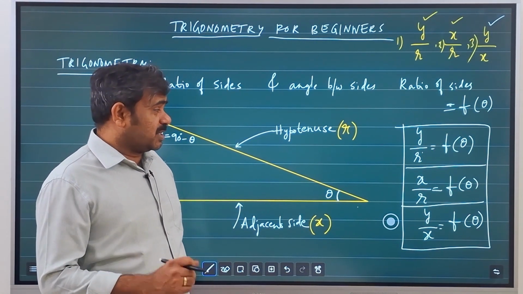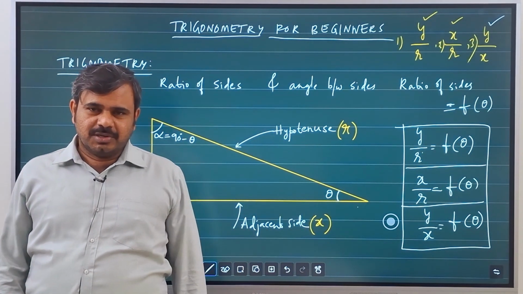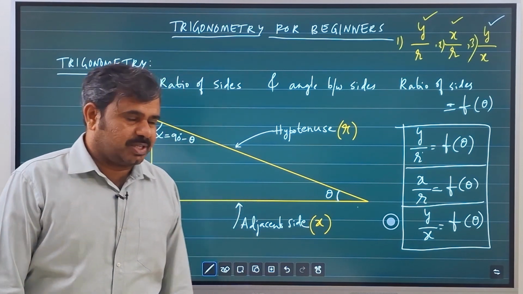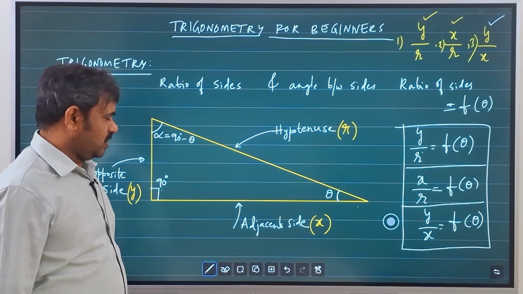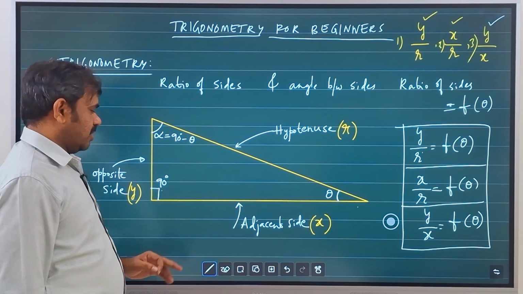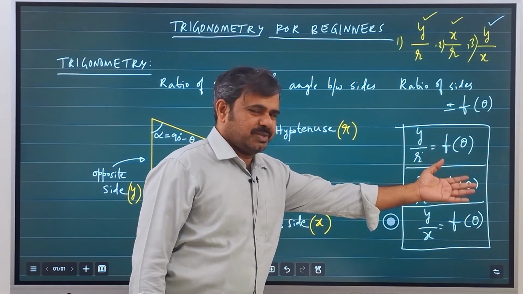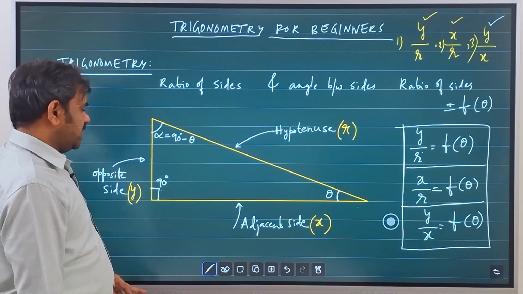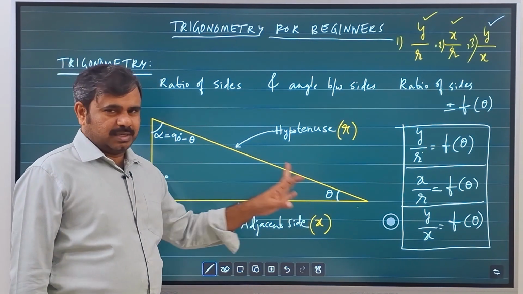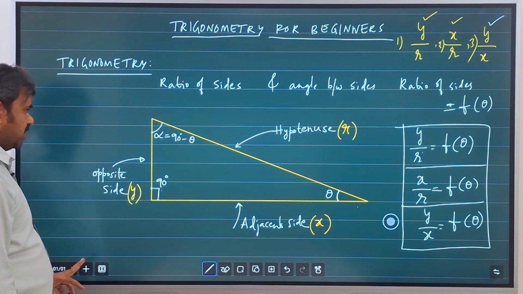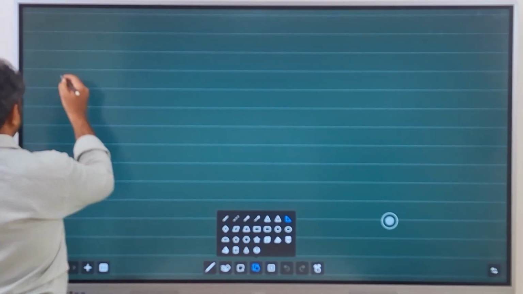So here we are going to study how these ratios are changing as theta is changing, as the angle between the sides is changing. That's what we are going to study in trigonometry. Now, before we study how these ratios change, first we need to understand what theta is, what an angle is, what is the definition of an angle between lines. That's what we are going to study now. So let's talk about angle here.